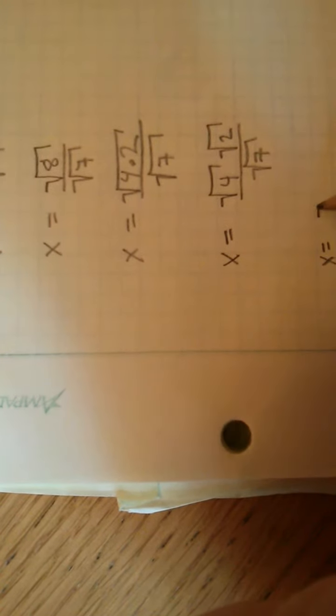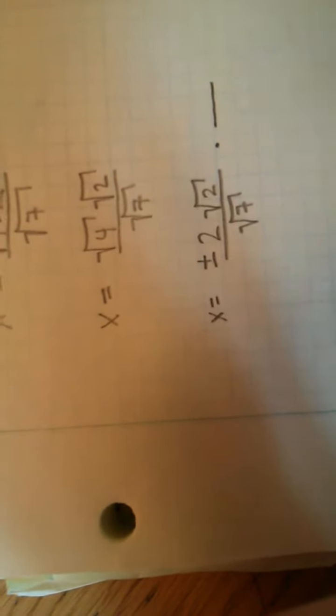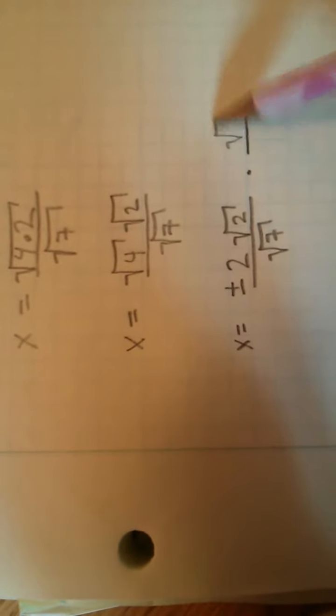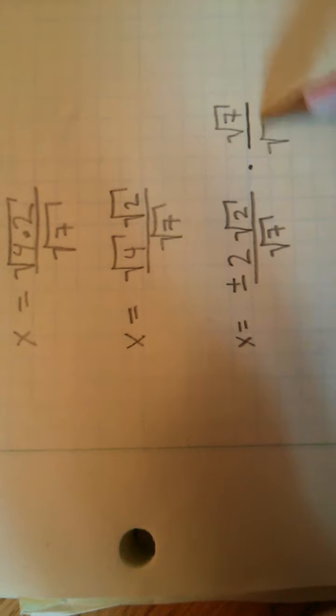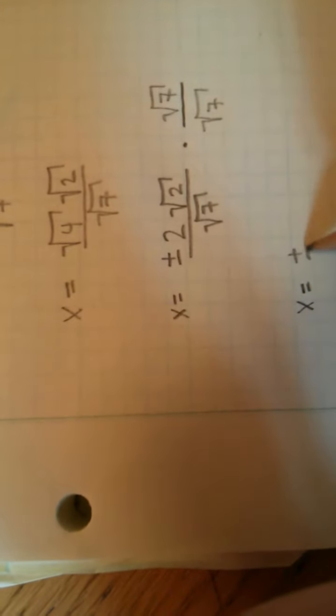Okay, so what is the square root of 4? It is plus or minus 2. Got square root of 2 over square root of 7. Okay, now we're going to rationalize the denominator. We don't like that square root in the bottom. So I'm going to multiply this thing by 1 in the form of root 7 over root 7. So this here is going to be plus or minus 2.